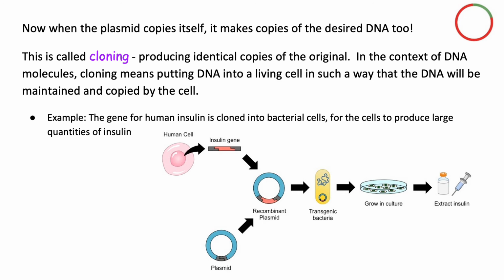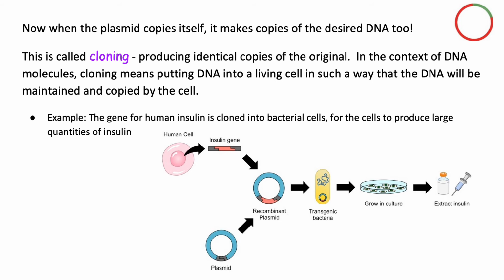In the context of DNA molecules, cloning means putting DNA into a living cell in such a way that the DNA will be maintained and copied by the cell. Talking about that example of the gene for human insulin again, being cloned into bacterial cells, the cells can then produce large quantities of human insulin. The insulin gene is taken from a human cell and cut with the restriction enzymes. The plasmid is also cut with the restriction enzymes, and then that gene is inserted into the plasmid.